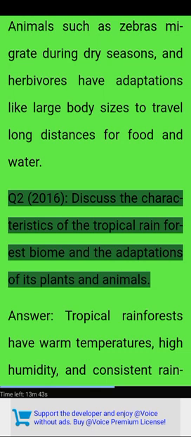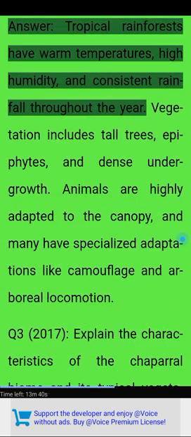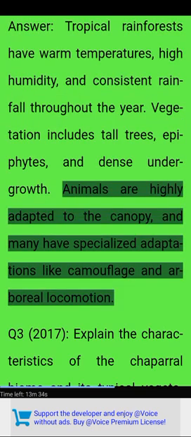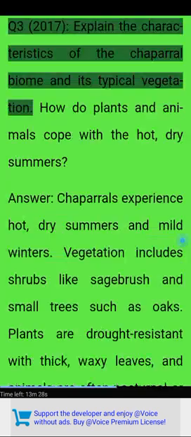Discuss the characteristics of the tropical rainforest biome and the adaptations of its plants and animals. Answer. Tropical rainforests have warm temperatures, high humidity, and consistent rainfall throughout the year. Vegetation includes tall trees, epiphytes, and dense undergrowth. Animals are highly adapted to the canopy, and many have specialized adaptations like camouflage and arboreal locomotion. Q3 2017. Explain the characteristics of the chaparral biome and its typical vegetation.